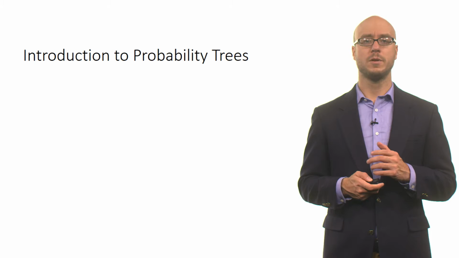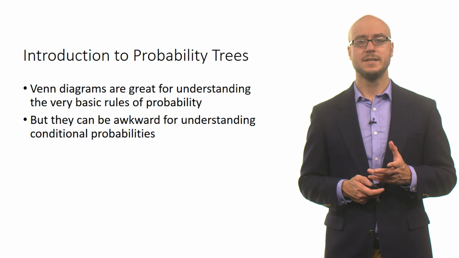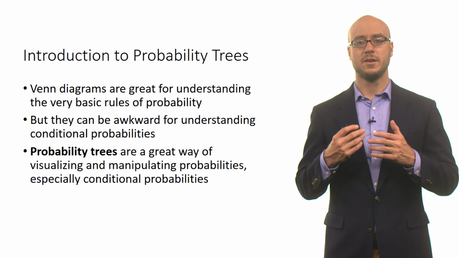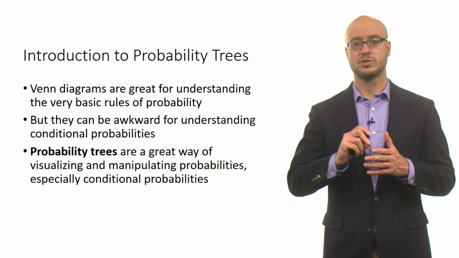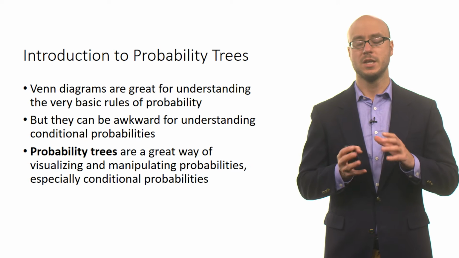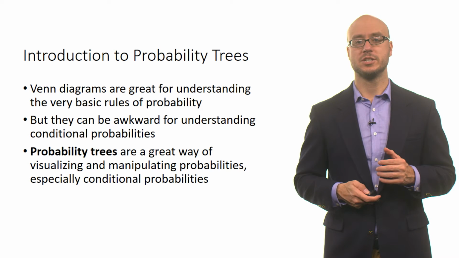So let's look at probability tree diagrams. We've covered Venn diagrams, which are useful for the addition rule. Now let's look at probability trees for conditional probability. Now what is a probability tree? The idea is that you can visualize chains of probabilities by looking at different conditioning events.